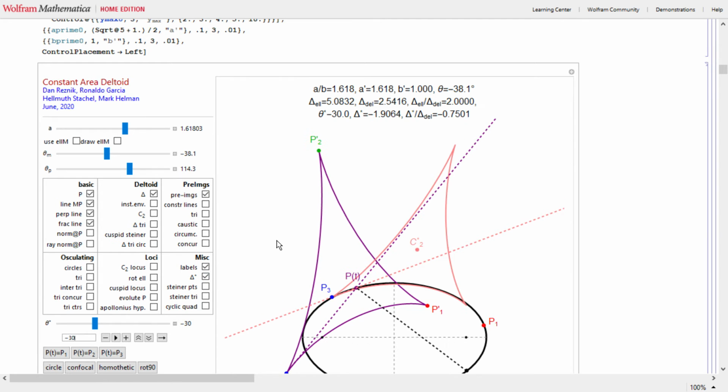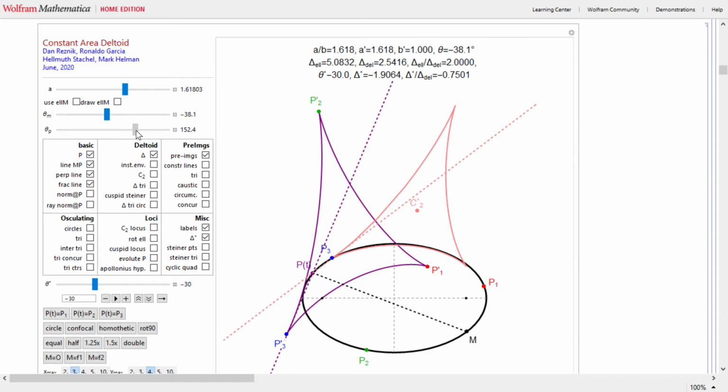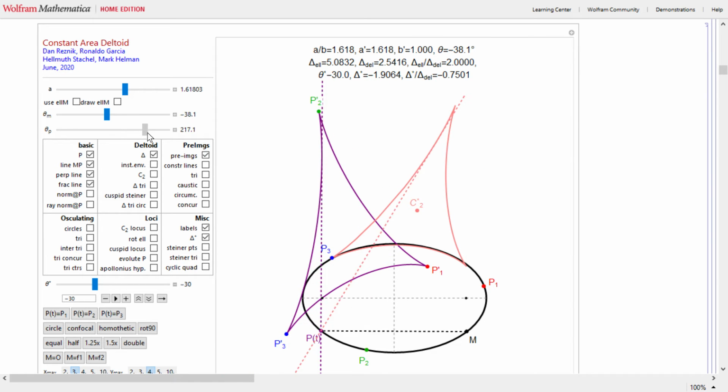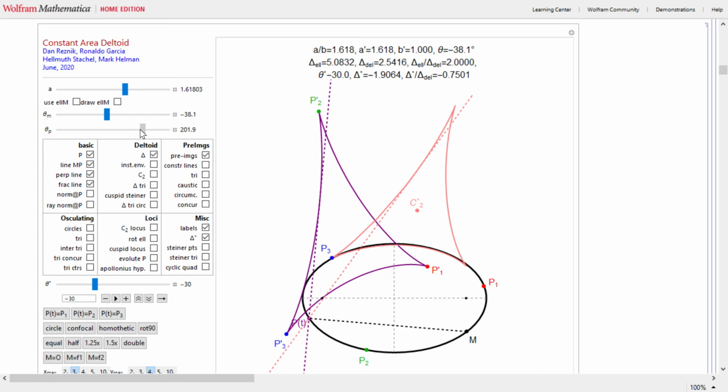Now what does delta star look like? It also looks like a three-cusp object. It looks like a deltoid, but it looks more skewed than the original delta, right? So if I move, for example, P around, you can see that the pink lines are instantaneously tangent to this derived deltoid. Now, several things are noticed about it.